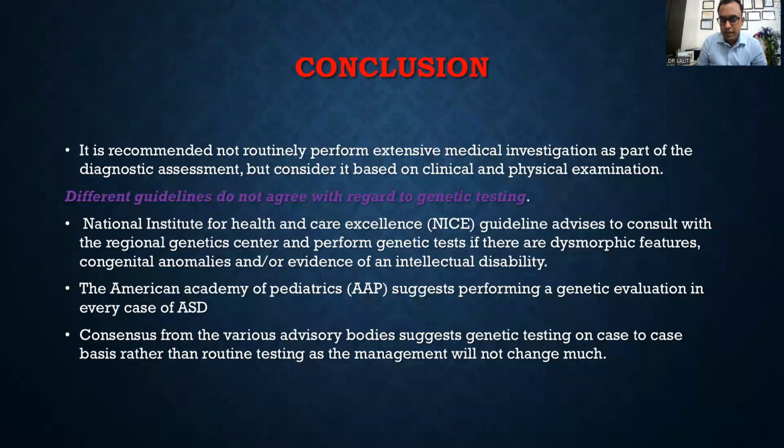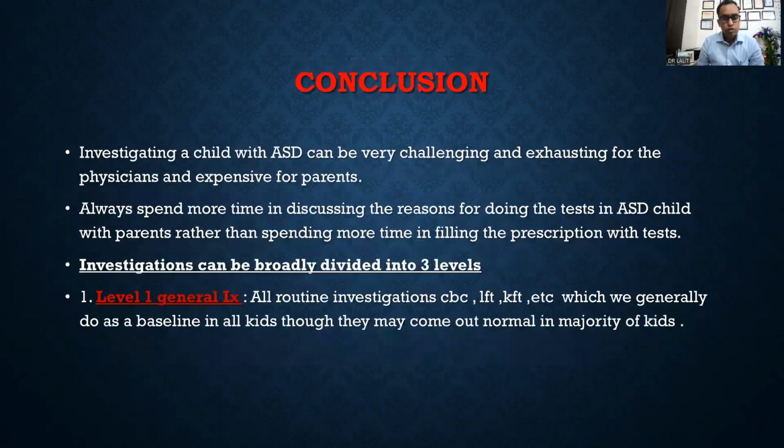So that is exactly what I was telling. Genetic testing needs to be tailored as per the indication which I have shared with you in the slides, and also as per the presentation, the history, and the pedigree chart over three generations. Investigating a child with ASD can be very challenging and exhausting for the physicians and expensive for the parents. Always spend more time discussing the reasons for doing the tests in an ASD child with parents rather than spending more time filling the prescription with tests.